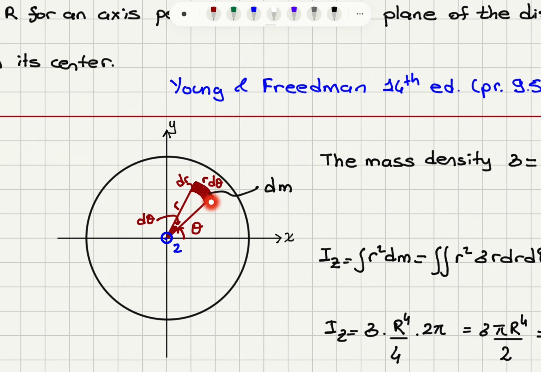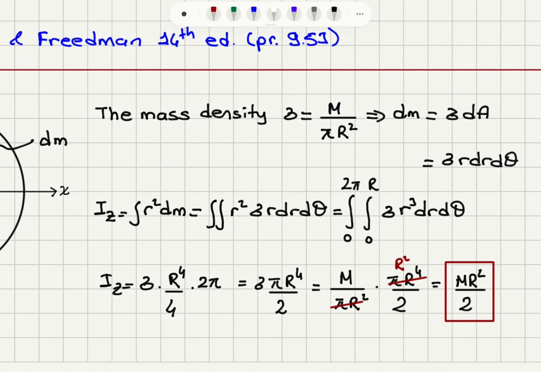Now, what is the area of this element? If we have a small variation of the angle d theta, we will have an arc length r d theta. And if we have a small variation in the radial vector here, this will be dr. R dr d theta will be approximately the area of this element in the limit dr and d theta go to 0. This is more and more turning into a rectangle. And this integral of r squared dm will be r squared times sigma dA, which is sigma r dr d theta.